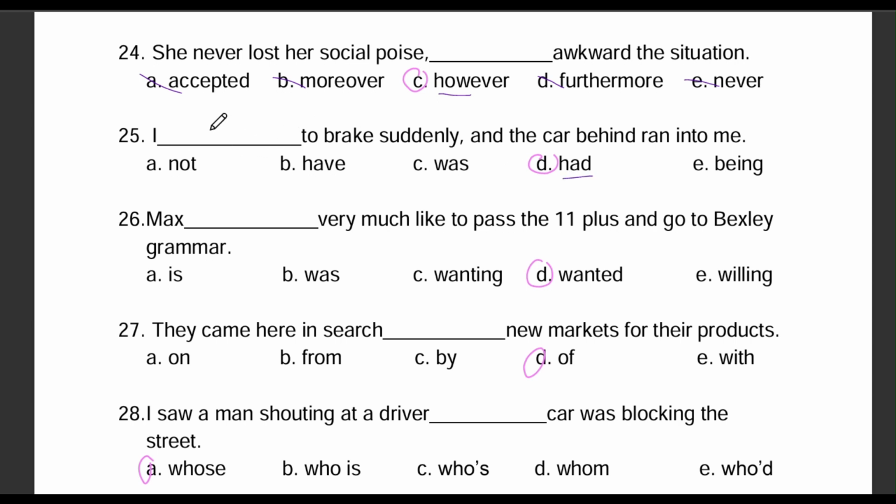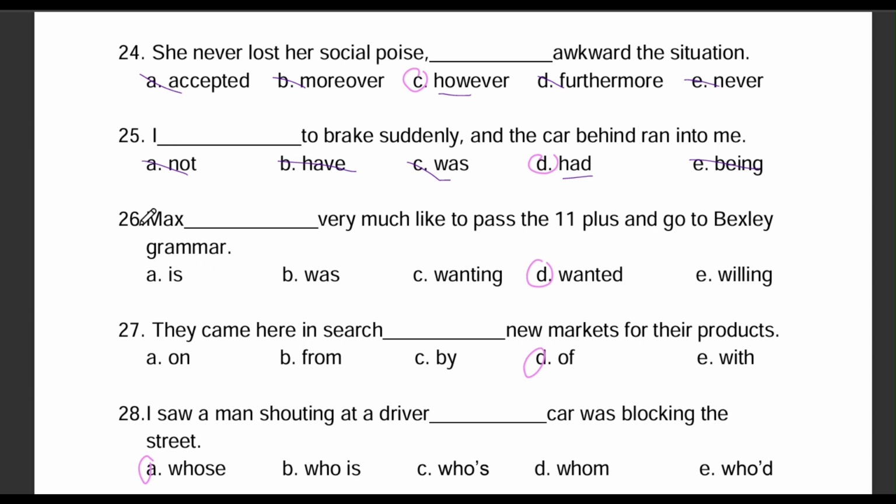Explanation. I had to brake suddenly correctly expresses that it was necessary to brake in the past, so you needed to stop quickly, and someone wasn't paying attention and bumped into you. Why not the others? A. Not just doesn't fit grammatically. You can't say not to brake. B. Have is present tense, but the sentence is talking about something that already happened. C. Was would need more words after it to make sense, like I was going to brake. E. Being also doesn't quite fit here. It doesn't make sense in this structure.